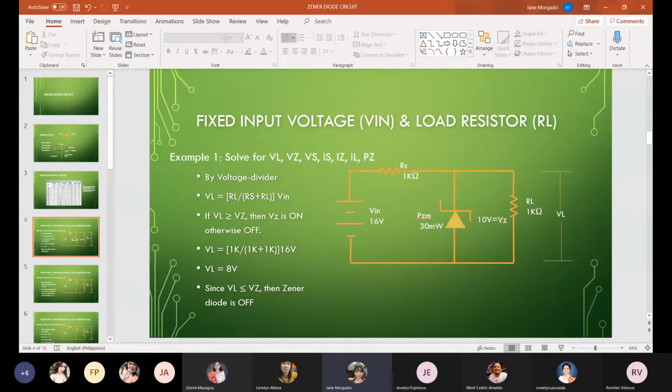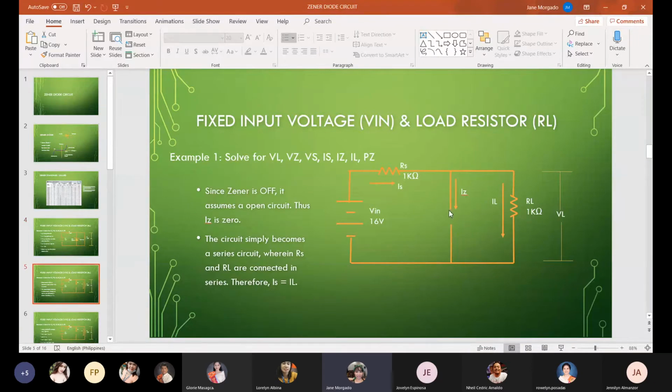Okay, so ano daw yung VZ dito? VZ is 10, whereas the computed value for the voltage across RL is 8. So since VL is less than VZ, then the Zener diode is off. So ano mangyayari pag off si diode?